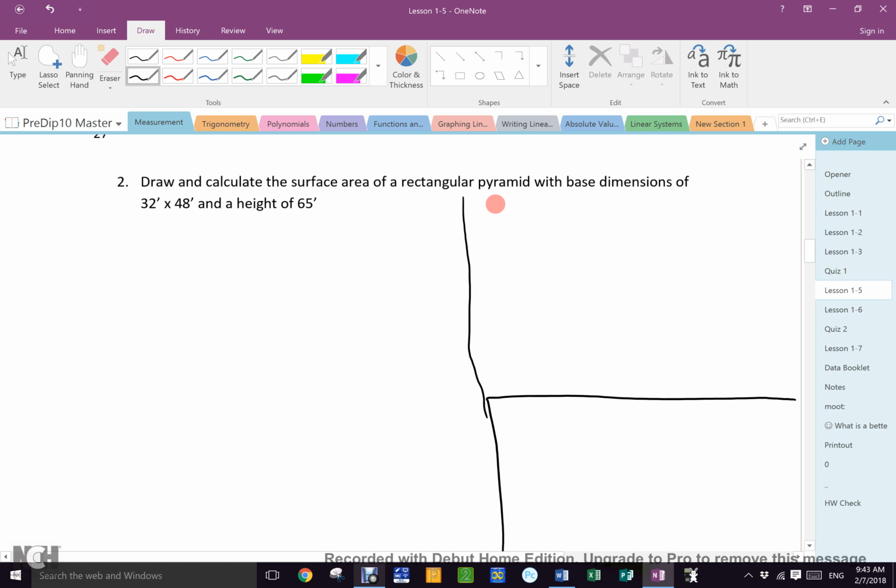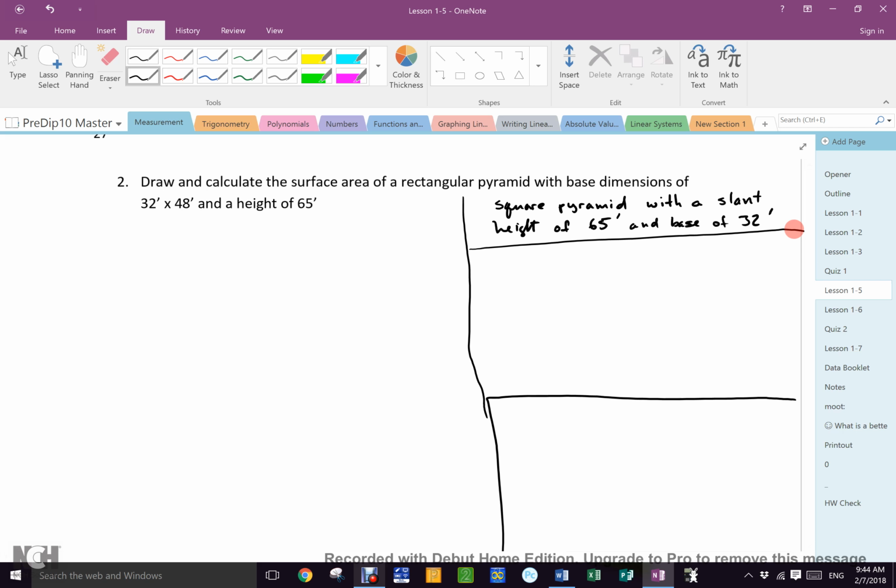Over here, I want you to change it to a square pyramid with a slant height of 65 and base of 32 feet. So we're going to start with a square pyramid.